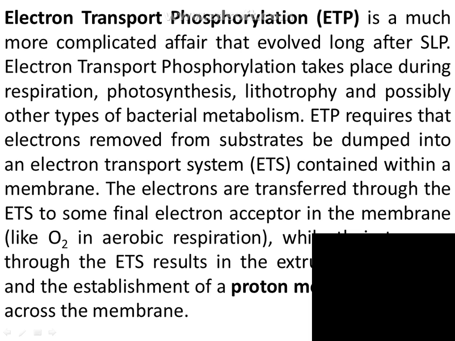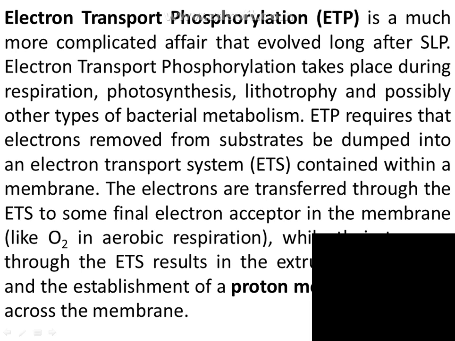The electron transport phosphorylation requires electrons removed from the substrate to be dumped in the electron transport chain or system. The electrons from the substrates are removed and then flow down step by step in the electron transport system. The electrons are transferred through the system to some final electron acceptor, as I have said. It may be oxygen in aerobic respiration, or it may be nitrite, nitrate, or hydrogen sulfide, as we have seen in sulfur bacteria and purple bacteria.